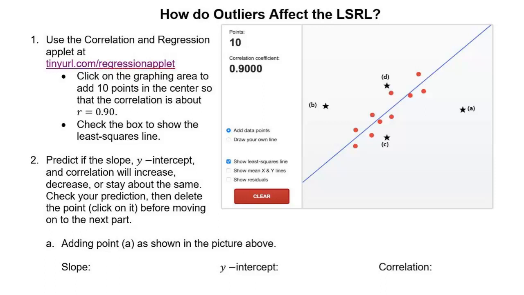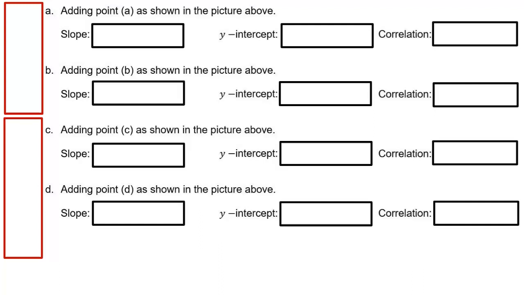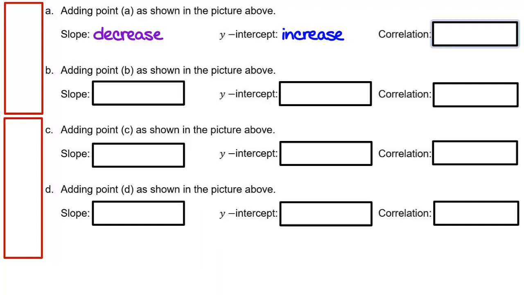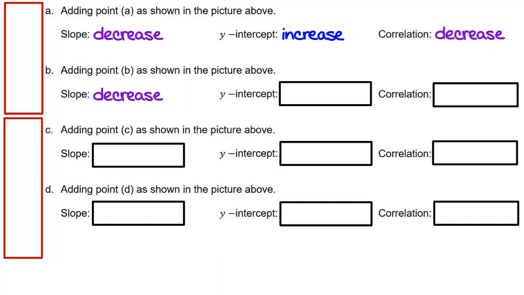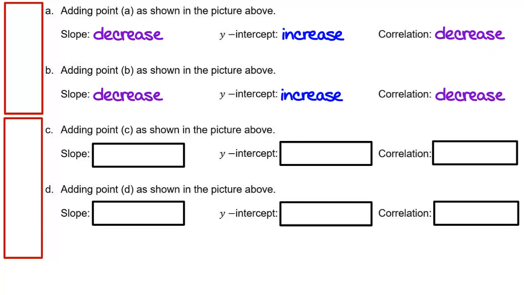All right. So let's talk through this, and then I want to show you guys some interesting things. When you added point A, what happened to the slope? It decreased. What happened to your y-intercept? It increased. And the correlation went down. Why? It was farther from the line. What about when you added point B? What happened to your slope? Decreased again. The y-intercept? Increased again. The correlation? Decreased. Interesting.